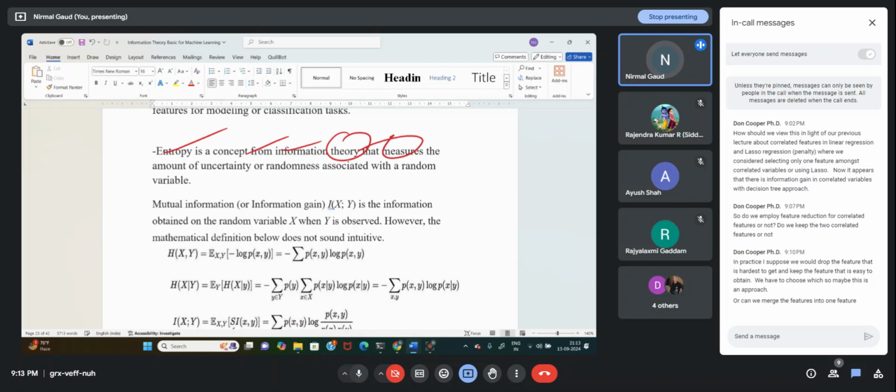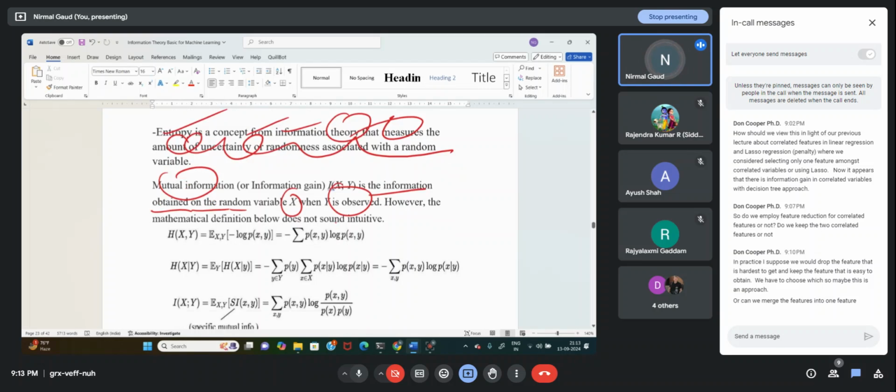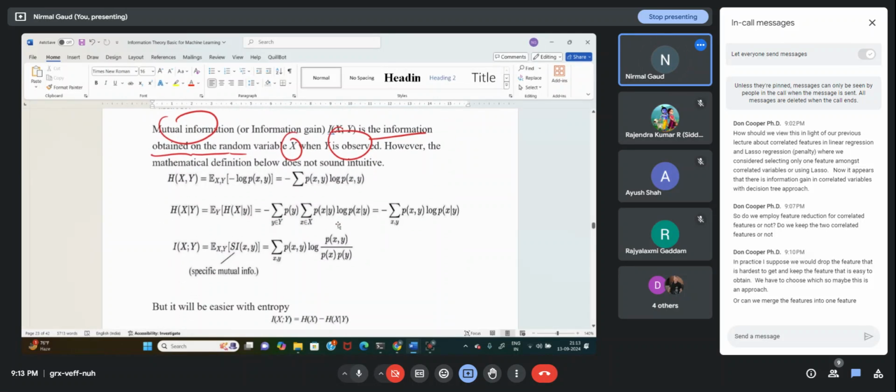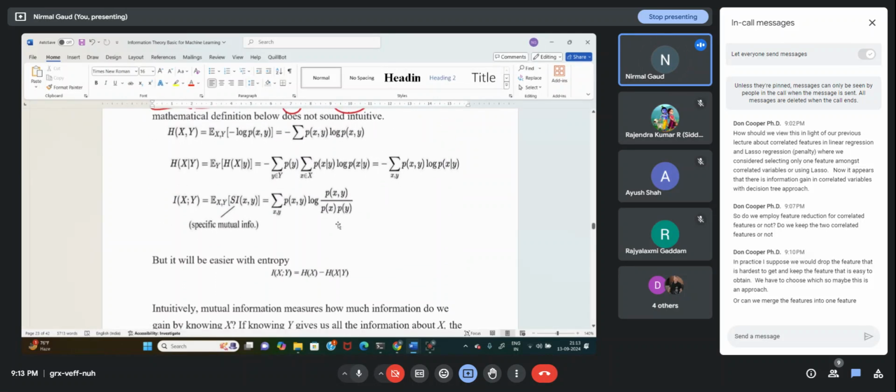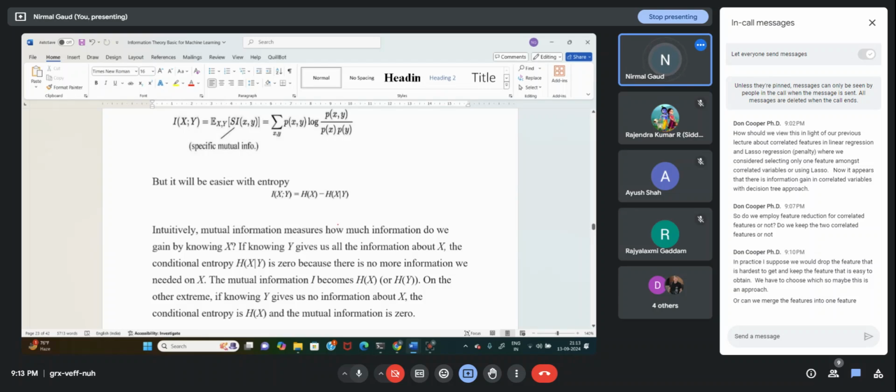the entropy concept measures the amount of uncertainty in the data, and mutual information is the information obtained on random variable X when Y is observed. How much information can I gain about X by seeing Y? By seeing Y, how much information can I gain? That is called mutual information. Okay, and this is how we can write it.